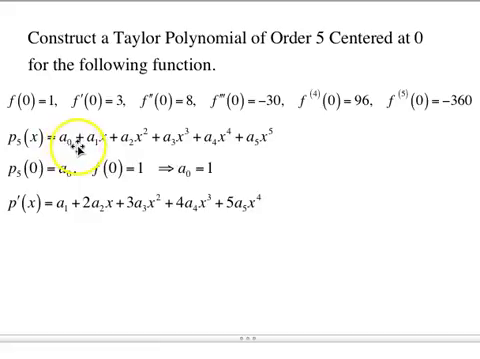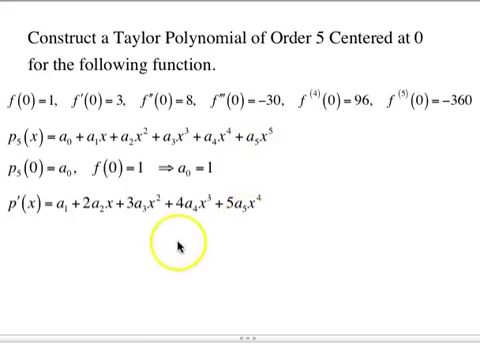Next up, we'll take our derivative of P of x. So P prime of x: derivative of a0 is 0. Derivative of a1x is a1. Derivative of a2 times x squared would be a2 times 2x, or 2a2x. The derivative of a3 times x cubed would be a3 times 3x squared, or 3a3x squared. Derivative here, a4 times 4x cubed, 4a4x cubed. Derivative here, a5 times 5x to the 4th, 5a5x to the 4th.